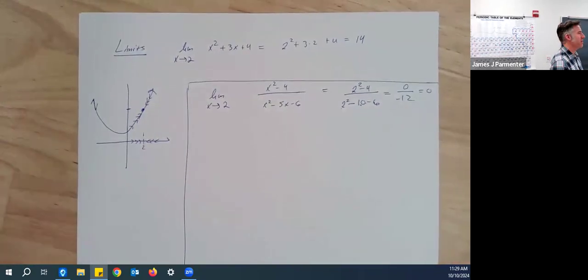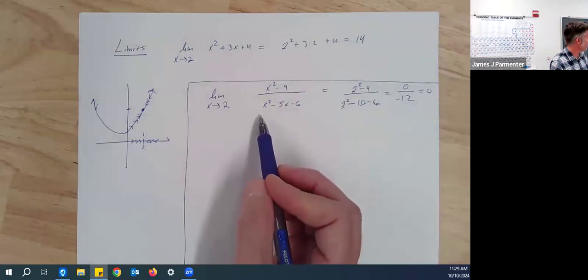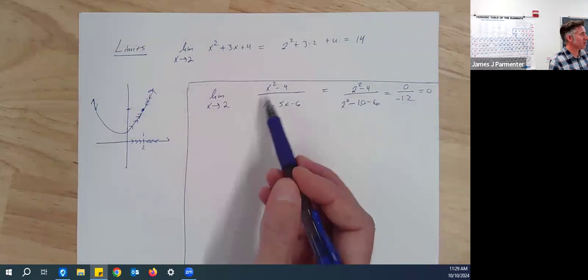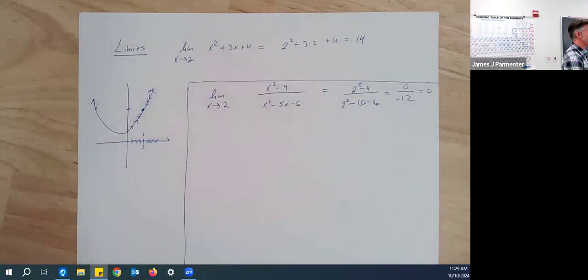So the thing here, and people will often ask questions like this to try to maybe trick you a little bit, is that if you look at this and you're not being careful, you might factor it and say that the top factors as x minus 2 times x plus 2, and you might incorrectly factor the bottom as x minus 2 times x minus 3, or some other wrong way of factoring it. Because here the denominator would factor as x minus 6 times x plus 1. So don't get fooled into getting a 0 over 0 when you don't really have one. Always plug in what x is approaching first just to see if it works.